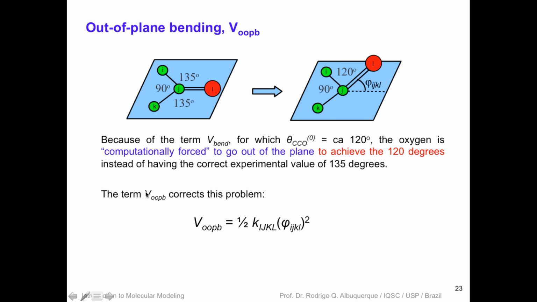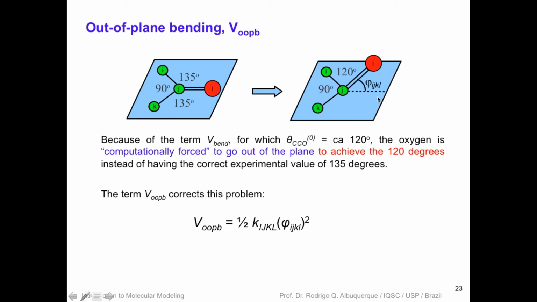Therefore, we use the out-of-plane bending term. This corrects this problem, and this is the equation used. We have a force constant. The capitalized I, J, K, and L are related to the atom types of these 4 atoms here. And we have the out-of-plane angle, this angle here, which is shown in this picture. So when this angle is 0, the out-of-plane term would be 0. This potential would be 0.